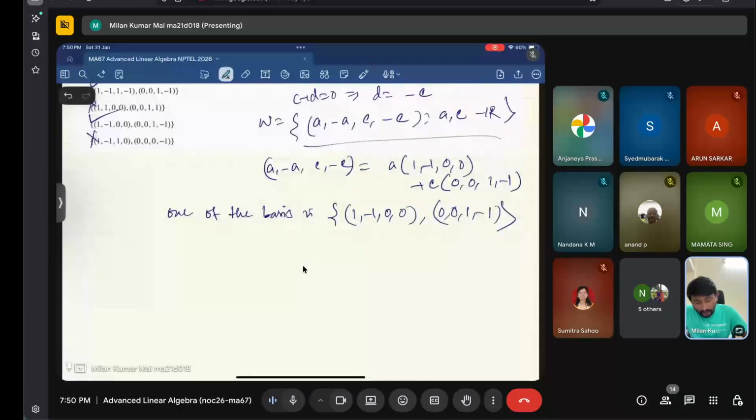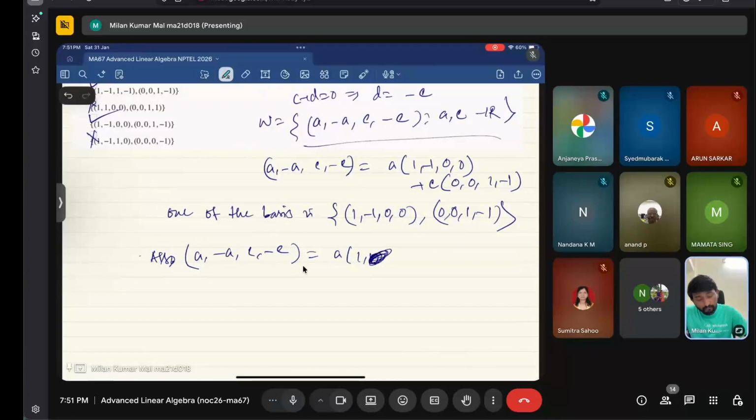So if you want to get any vector, let me write any vector (a, a, -a, c, -c). This can be written as a(1, 1, -1) plus (c - a)(0, 0, 1, -1). So one can write, and you can carefully check, that this will be (a, a, -a), and the second term and third term will be 0, 0. It is correct. You can check, this is very correct.